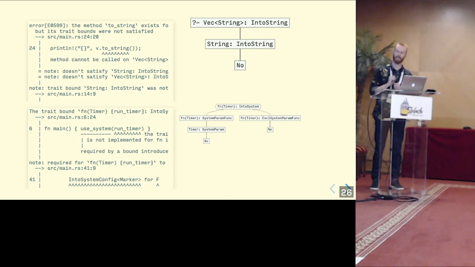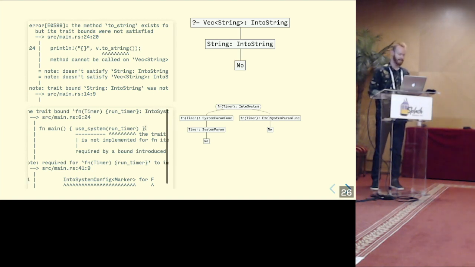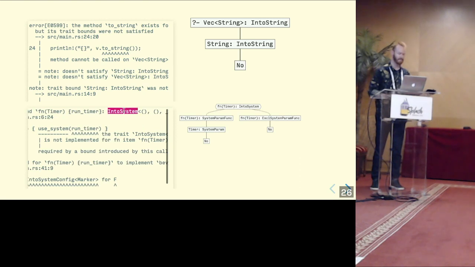In the bottom case, we have this branch. And the branching point is whether our function implements into system. And in this diagnostic, into system is the only trait that they talk about, because the compiler will not go below that branching point. It isn't going to try and infer what the developer meant. They could have meant an exclusive system param function or system param function. It's not going to guess for you, so it's just going to talk about into system and leave you to do the guesswork yourself.